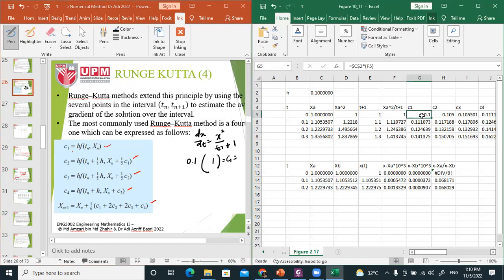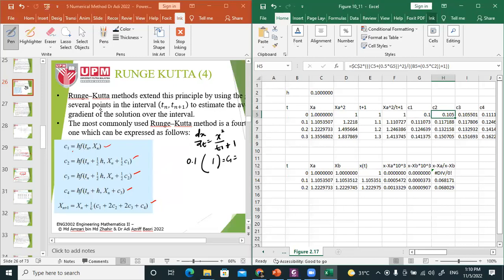So we go for C2. C2 is a little bit complicated. It's not difficult, but you just need to understand. C2 is h times the function where t is tn plus 1 over 2h. So for your t, you need to add 0.5 times the step function, and for your x, you need to add half of C1.